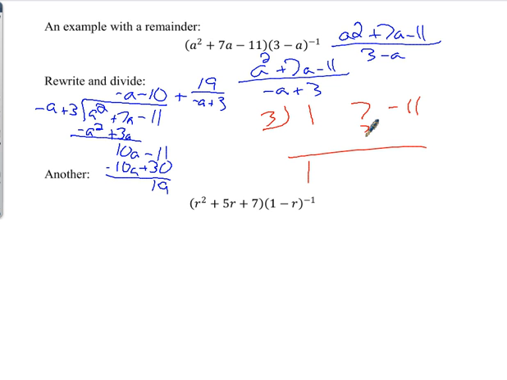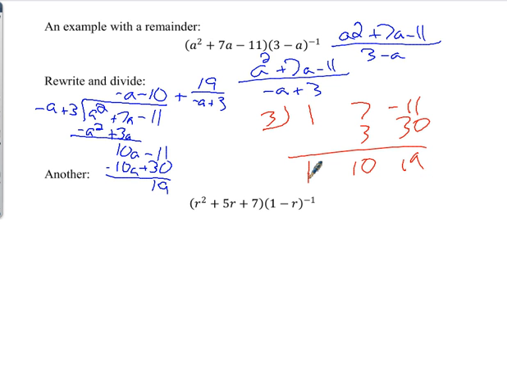1. 1 times 3 is 3. 7 plus 3 is 10. 10 times 3 is 30. Negative 11 plus 30 is 19. I get the same answer. Here's my remainder. When I'm done, I didn't do this on the last synthetic division problem. What do I have to do? Yep, put the variables back in.